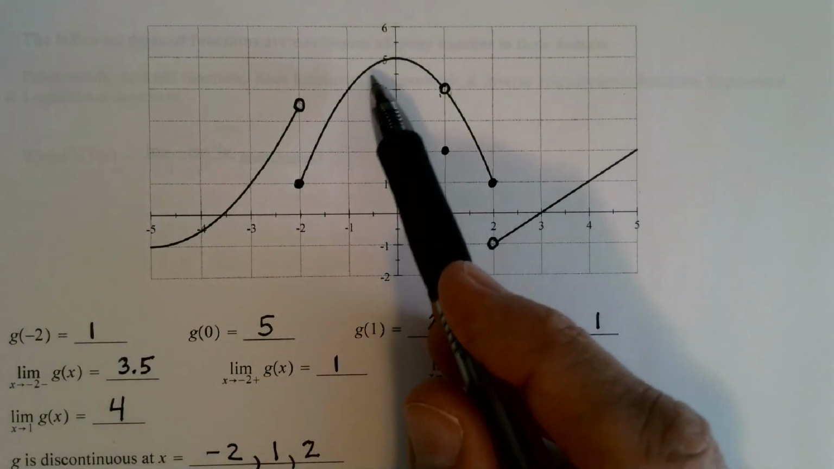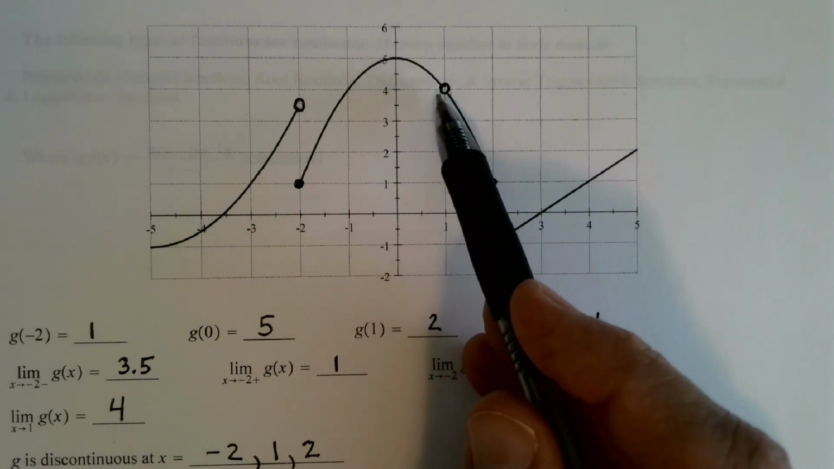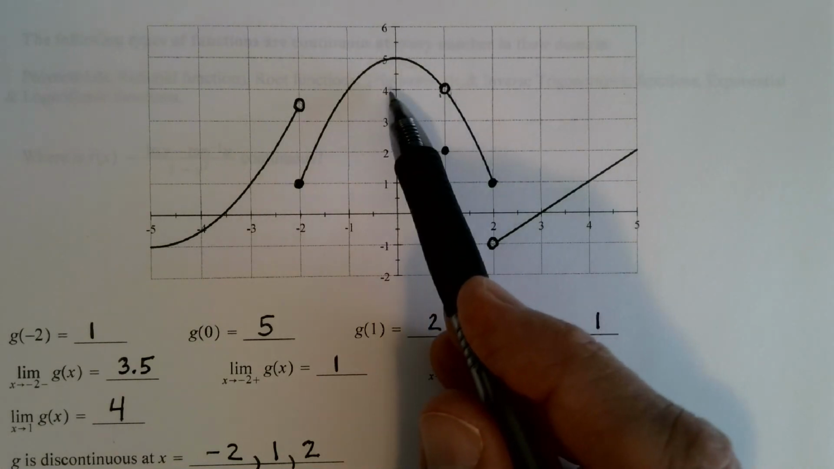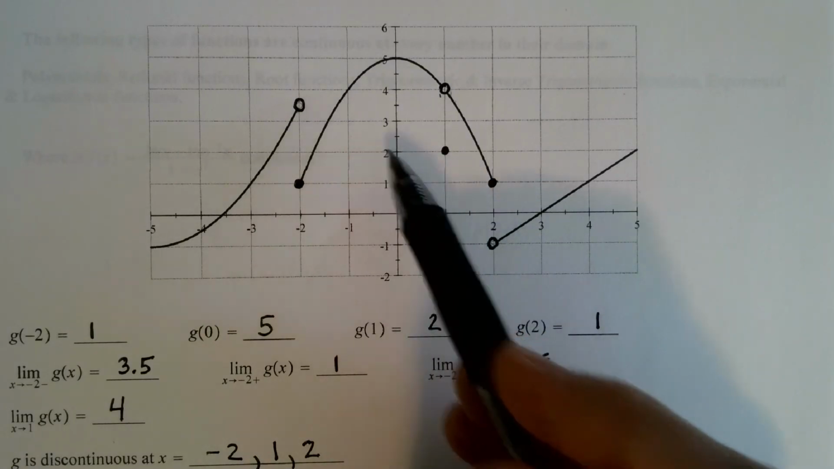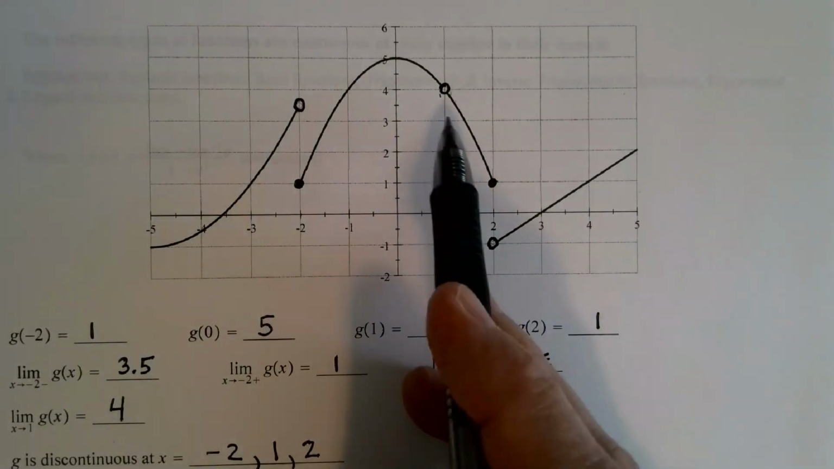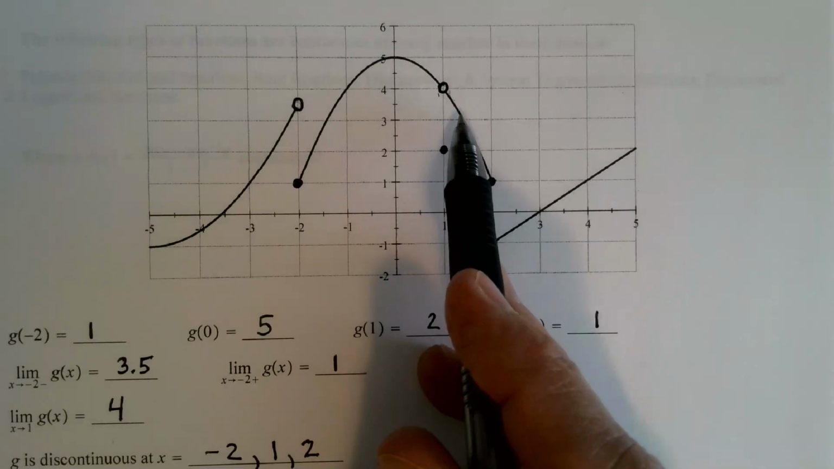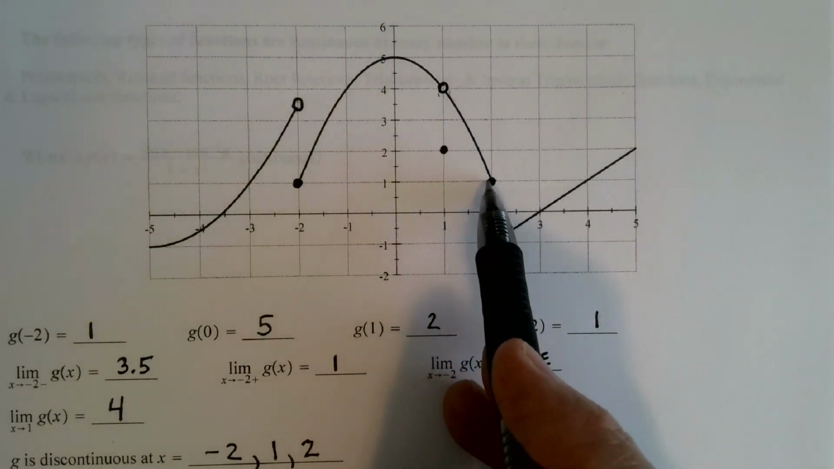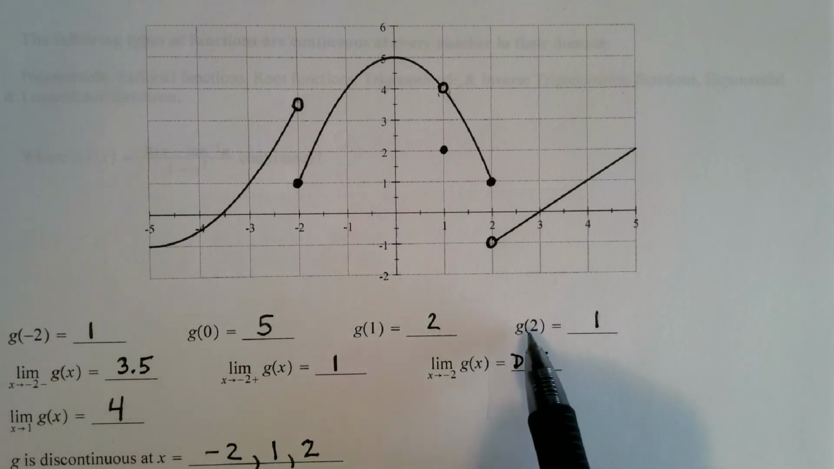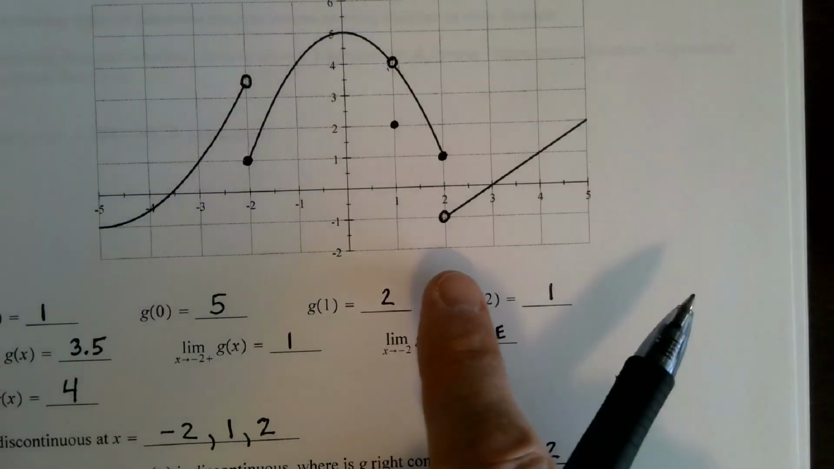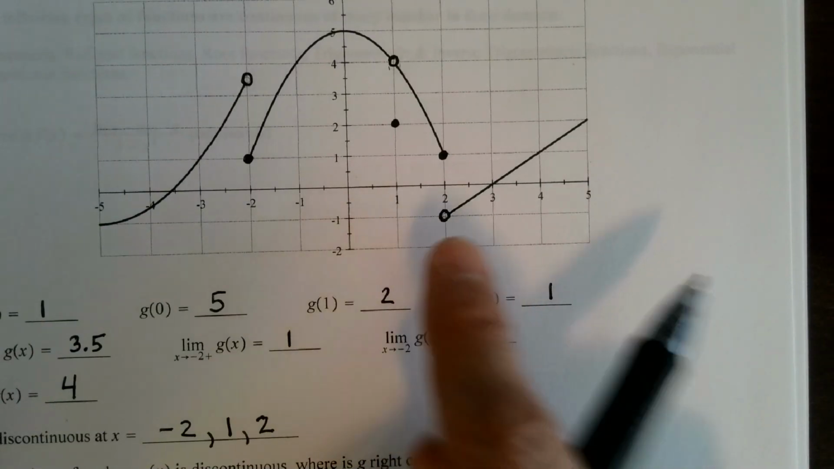How about here? As I approach from the left, I'm going to this hole, which has a y-coordinate of 4. The limit from the left is 4. The value of the function at 1 is 2. So we're not left continuous there. Here, though, as I approach 2 from the left, where am I going to? Right to that point, which is 1. That is also the value of the function at 2. It's also 1. And so we are indeed left continuous at x equal 2.